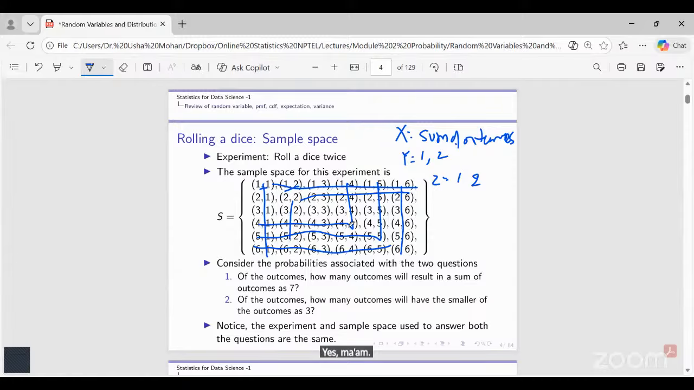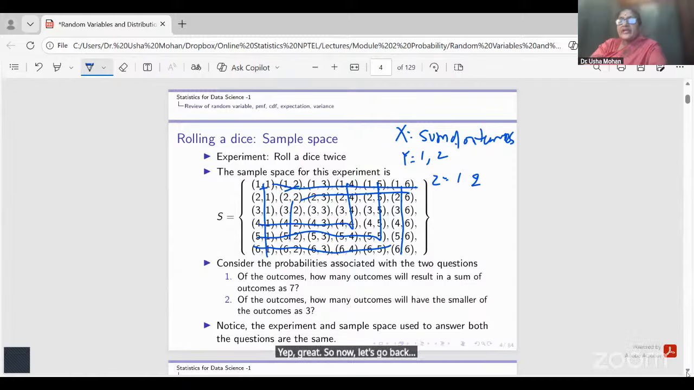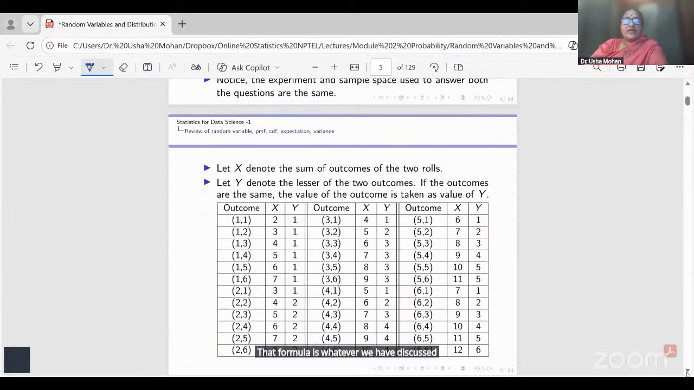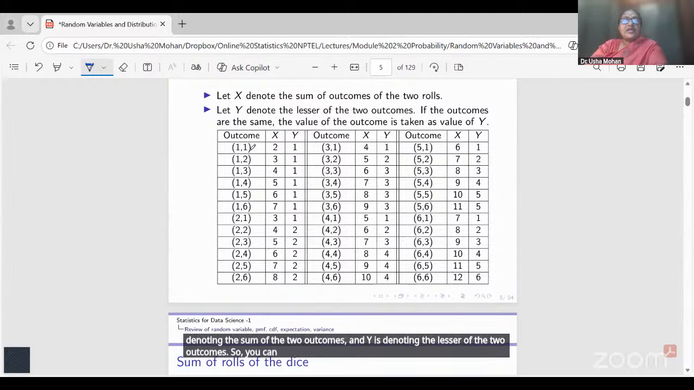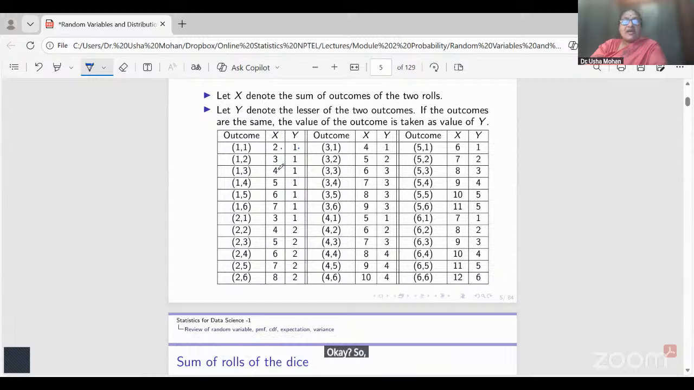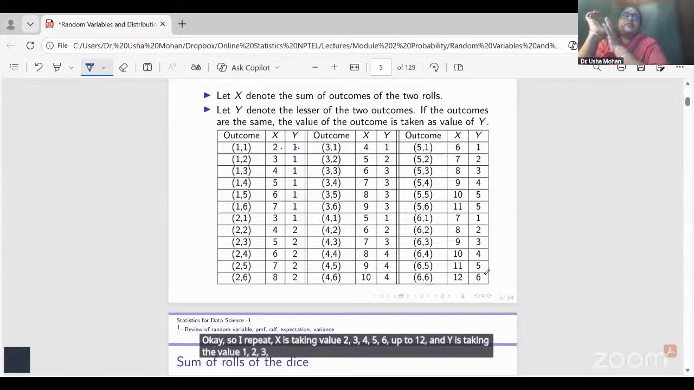Right. So now let's go back and formalize whatever we have discussed in the following way. x is denoting the sum of the two outcomes and y is denoting the lesser of the two outcomes. So you can see that for each of the outcomes, I have the value x takes and the value y takes. x is taking values 2 to 12 and y is taking values 1 to 6. So I repeat, x is taking the values 2, 3, 4, 5, 6 up to 12 and y is taking the values 1, 2, 3, 4, 5 and 6.